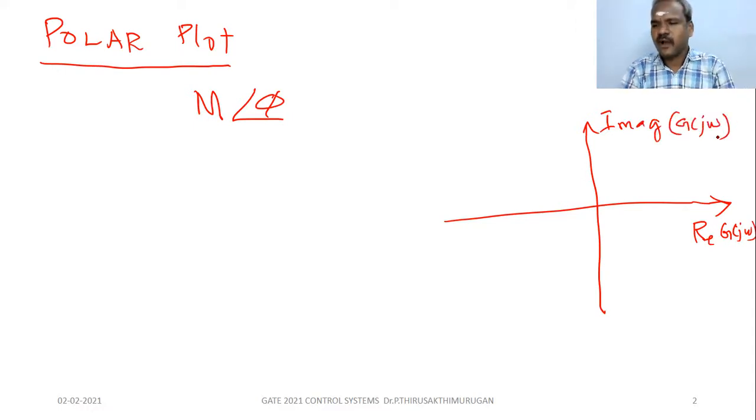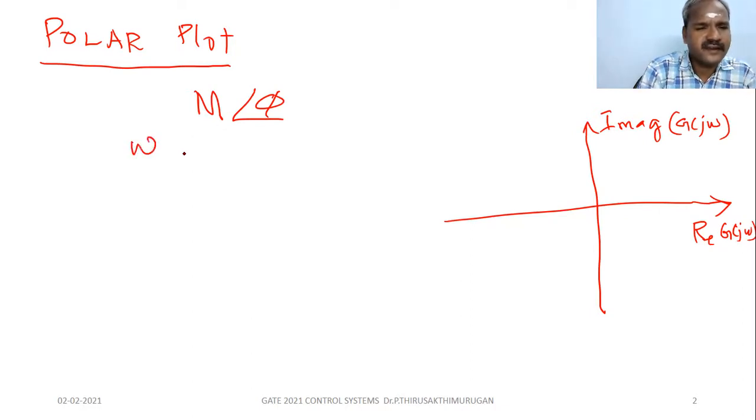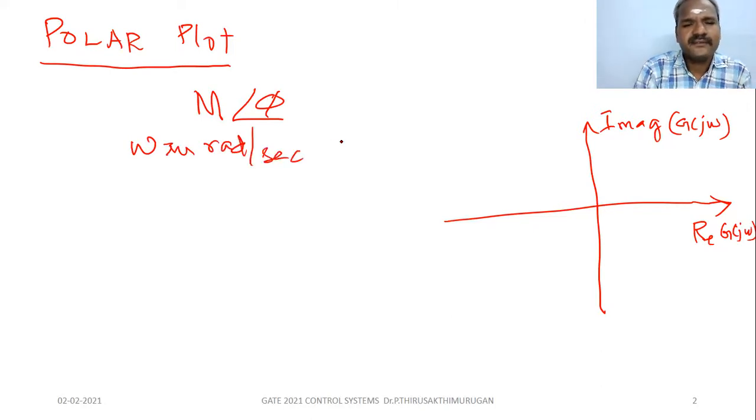So this plot normally consists of the magnitude and phase of G of s and H of s in polar coordinates, where the locus of the polar plot can be obtained by varying the frequency in radian per second from 0 to infinity.